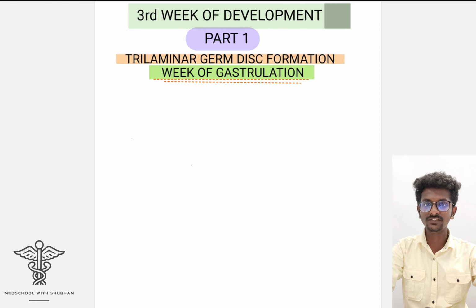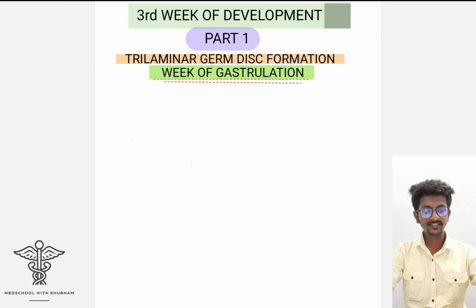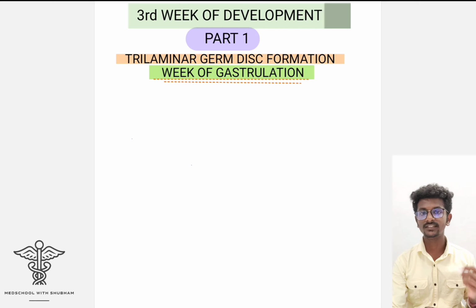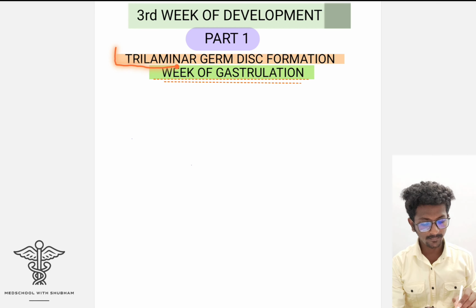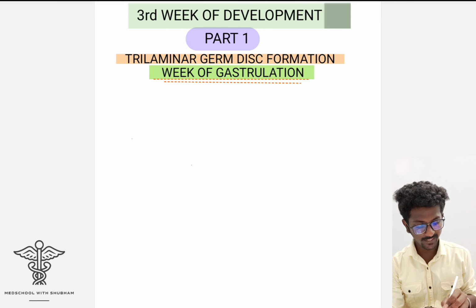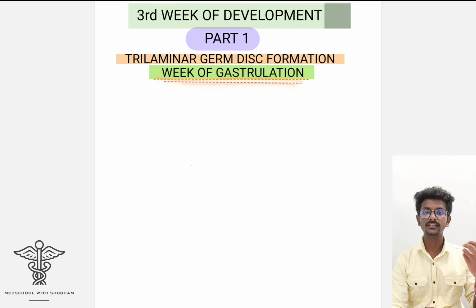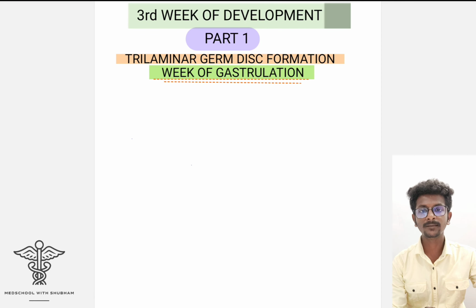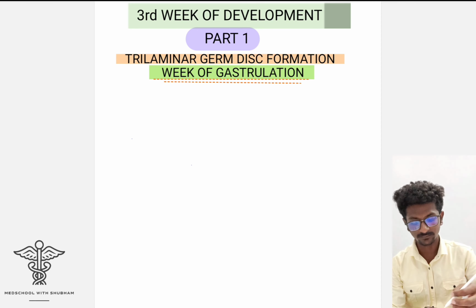I have started a new series on embryology on my YouTube channel, in which I have completed the first week of development and the second week of development. Today we shall be starting with the third week of development, and this is part 1 of the third week of development. The most important thing that we have to learn in the third week of development is the trilaminar germ disc formation. The third week of development is also called the week of gastrulation. What other things we shall be learning in this week are the notochord formation and the process of neurulation, or the neural tube formation.